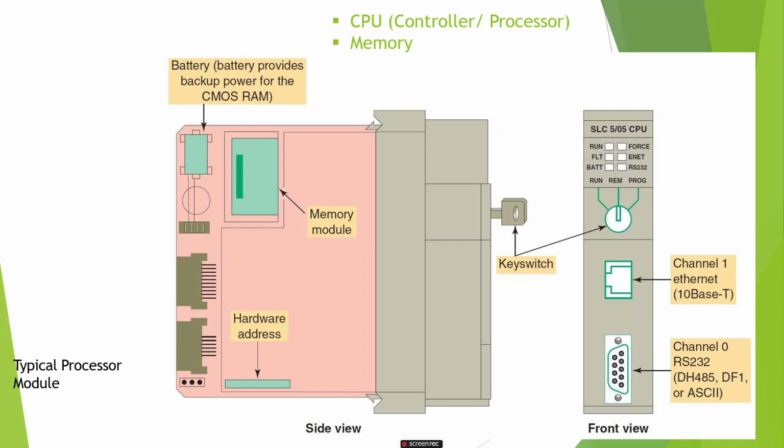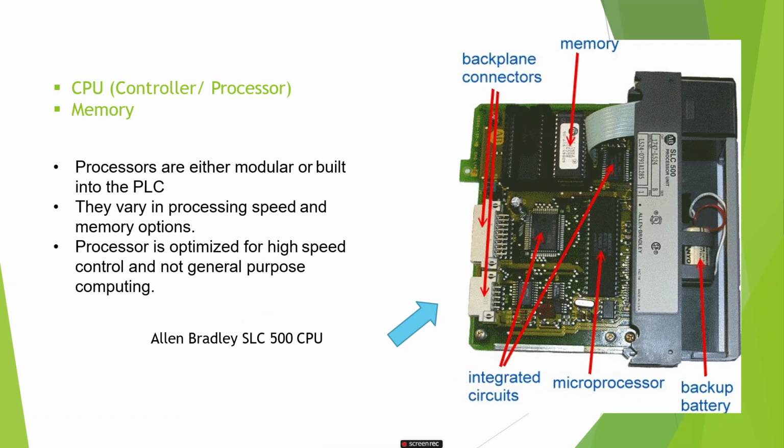This is the general diagram of a CPU. The CPU is the brain of a PLC. The processors are either modular or built into the PLC. The processor is optimized for high-speed control and not general-purpose computing.